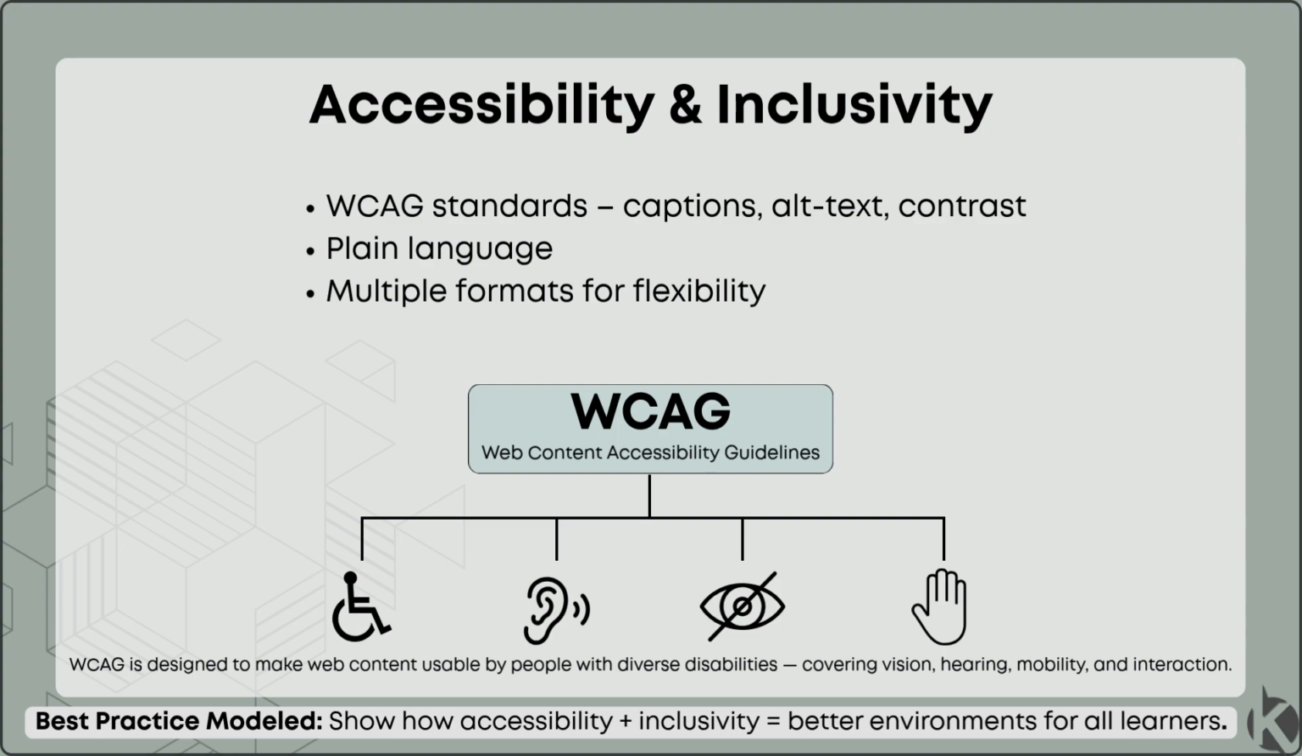Accessibility is not optional, it's essential. Following WCAG guidelines means adding captions, alt text, and ensuring good color contrast. We also need to use plain, clear language and give learners content in multiple formats. The goal is to design for everyone, whether they have visual, hearing, mobility, or learning differences, so no one is left out.